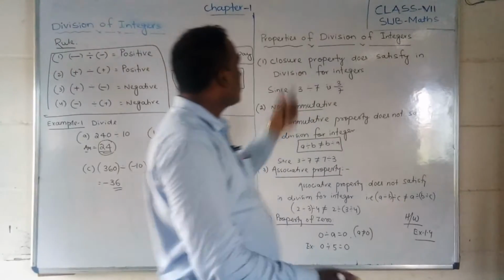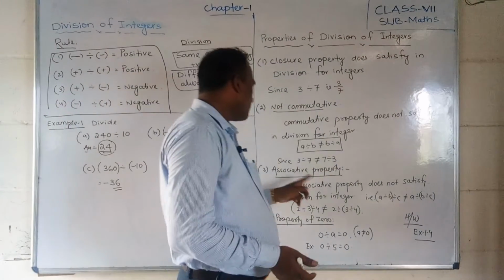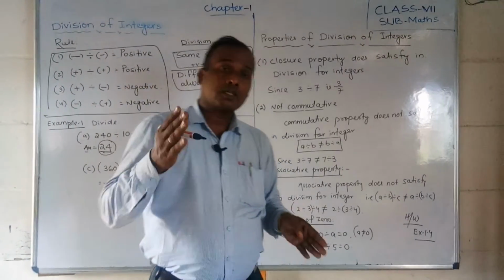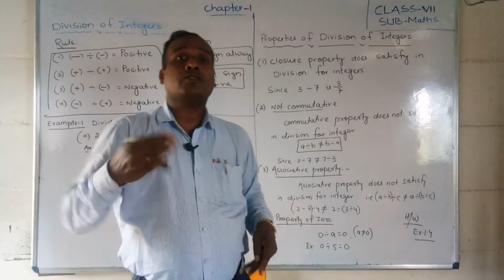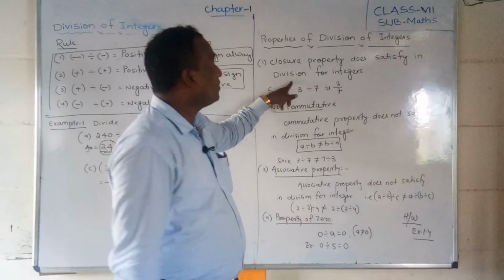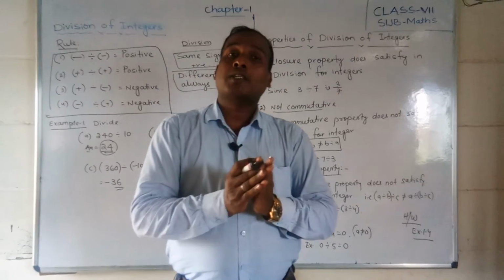Okay, now we are going for the properties. Students, you have studied the closure property, commutative property, and associative property. Yes, you have studied that already. But today we will see whether they are satisfied or not in division. The closure property does not satisfy in division for integers. Students, what do we call the closure property?